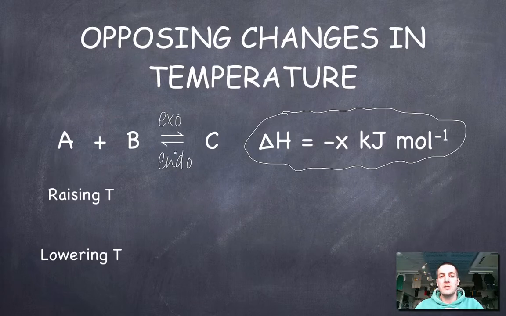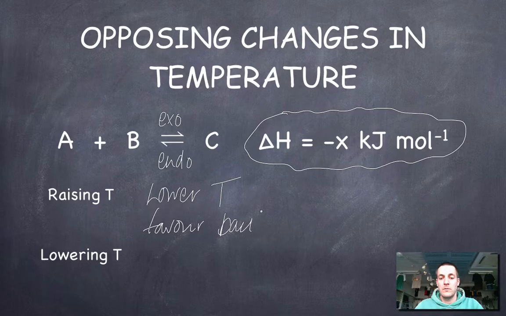Now, bearing these things in mind, and bearing in mind the routine that we've just discussed, if I raise the temperature, what will the system try and do? It will try and lower the temperature. How will it try and lower the temperature? It will favour the backward reaction. It's not very well written, but hopefully you can tell what it's saying. It will favour the backward reaction. Why will it favour the backward reaction? Because the backward reaction is endothermic.